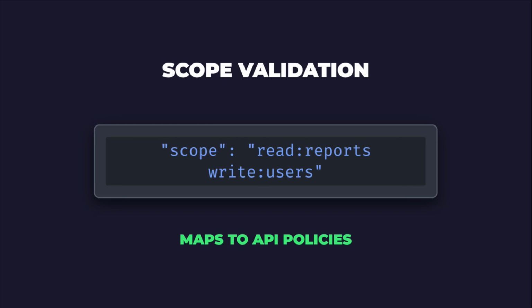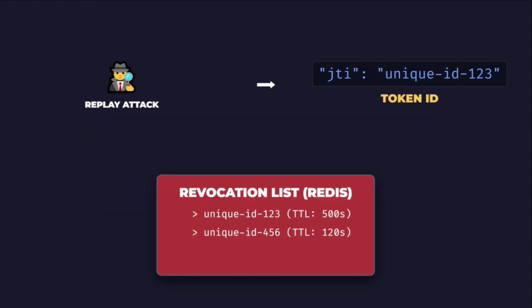Furthermore, check the scope claim, which is typically a space-separated string listing granted permissions. Map these scopes directly to the resource access policies enforced by your application programming interface gateway or service layer. Failure to validate required custom claims results in an authorization failure, even if authentication succeeded.